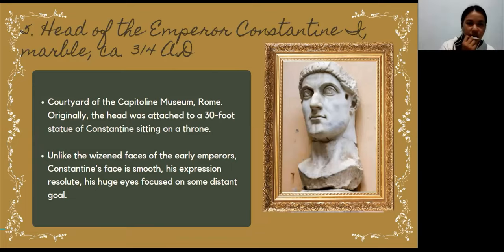So next is the head of the Emperor Constantine. In the courtyard of the Capitoline Museum, Rome, originally the head was attached to a 30-foot statue of Constantine sitting on a throne. Unlike the wizened faces of the early emperors, Constantine's face is smooth, his expression resolute, his huge eyes focused on some distant goal. So, unlike the earlier emperors, Constantine's face is smooth, and in his eyes you can really see that he has a goal.